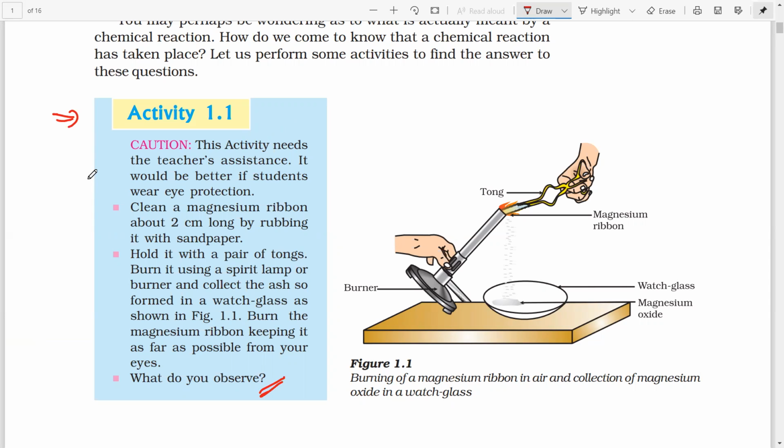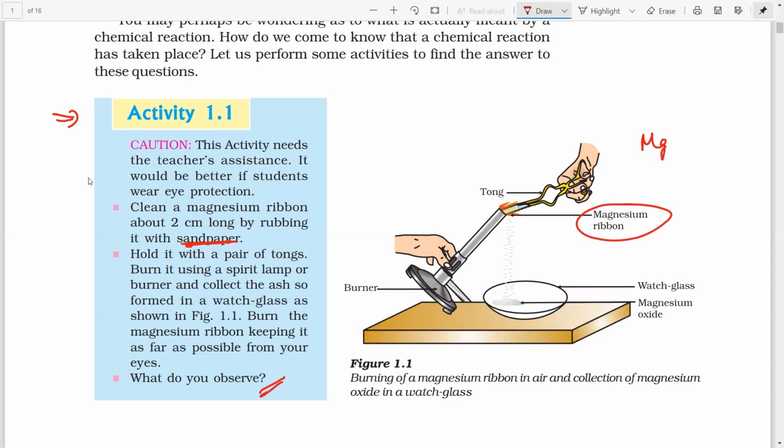So in this activity, what are they asking us to do? Everyone has read it? Okay. So they're asking us to take this magnesium ribbon. Now this magnesium ribbon is nothing but simply magnesium, that's all. Chemically, it is just magnesium. It is in the form of a ribbon. And then they're asking you to rub it with sandpaper to clean it.